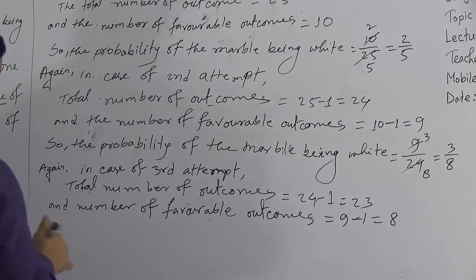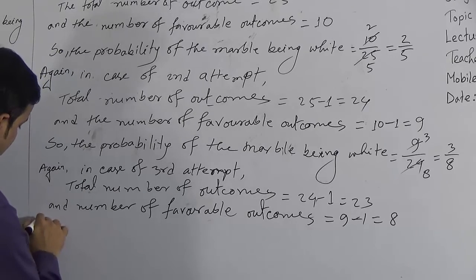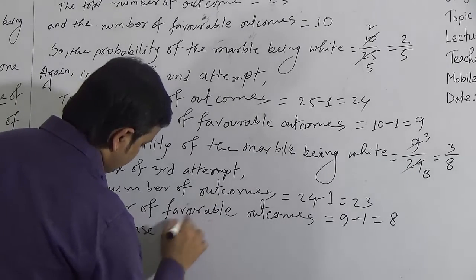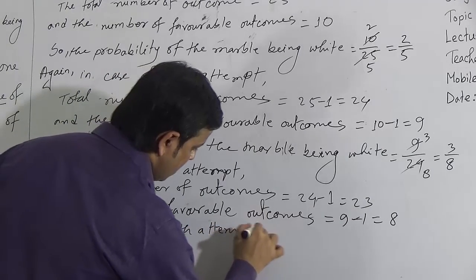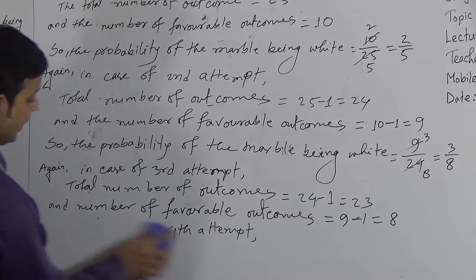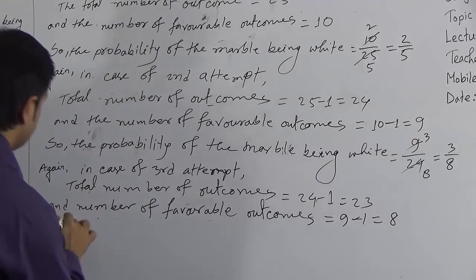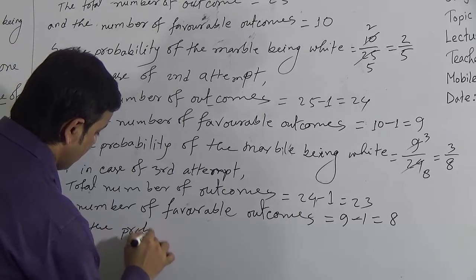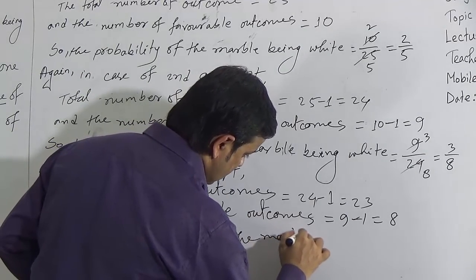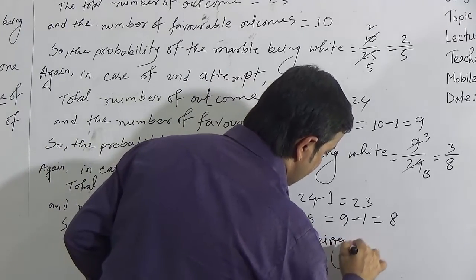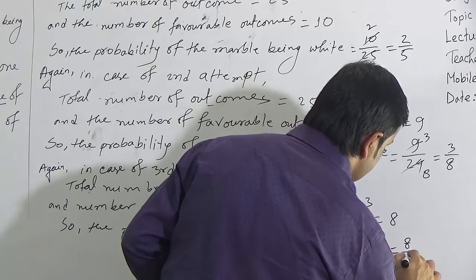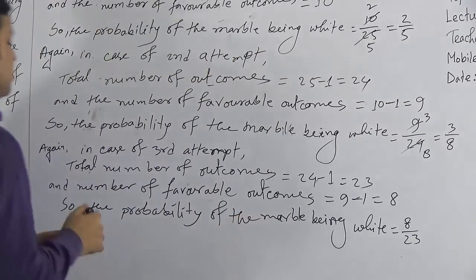Now, at last, in case of fourth attempt, before this I need to determine the probability in case of third attempt. So the probability of the marble being white is equal to 8 by 23. There is no common factor, so we can go to the last step.